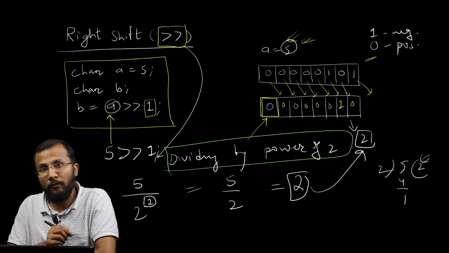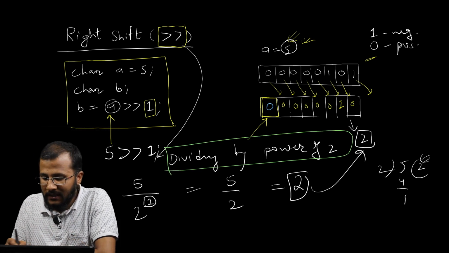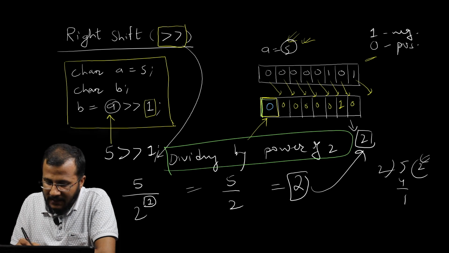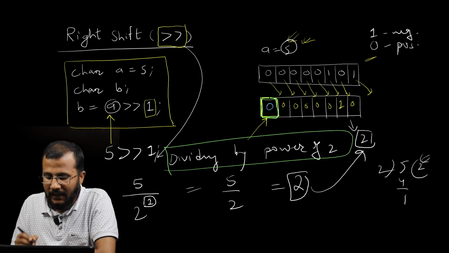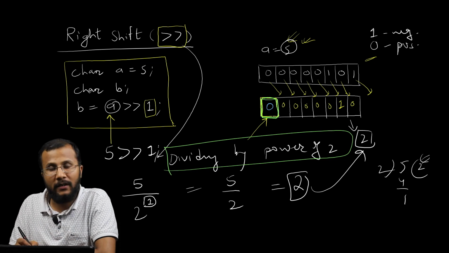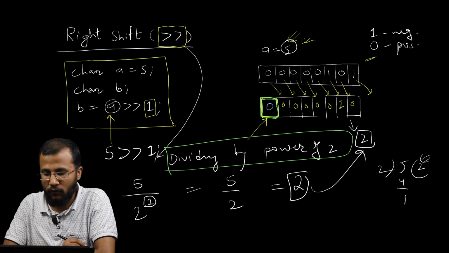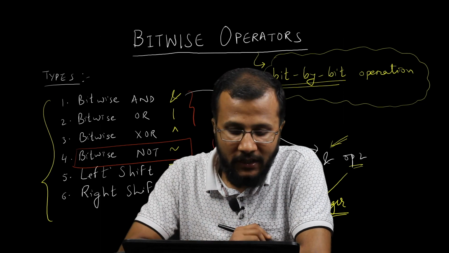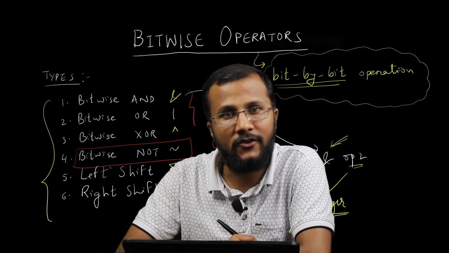Okay, and one very important point to note is that whenever you are shifting towards the right, the empty space that is generated at the leftmost bit would be 0 if the number is positive, and it should be 1 if the number is negative. Okay, this is the point that you should note. So I hope you have understood the working of all these 6 bitwise operators.